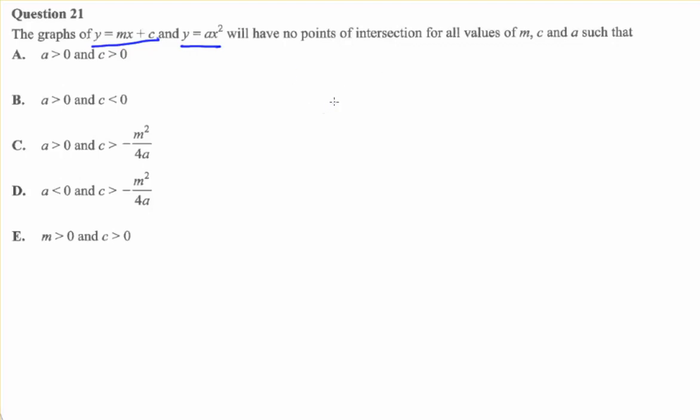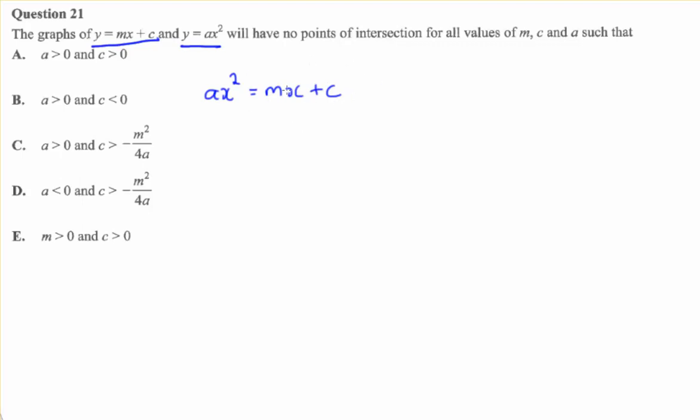There are several strategies to solve this. One way is to look at simultaneous equations. So that's the method I'll show you. So let's look at equating these two together. We know that if ax squared equals mx plus c, we know if this is true, then we have points of intersection, depending on the x values for which this is true.